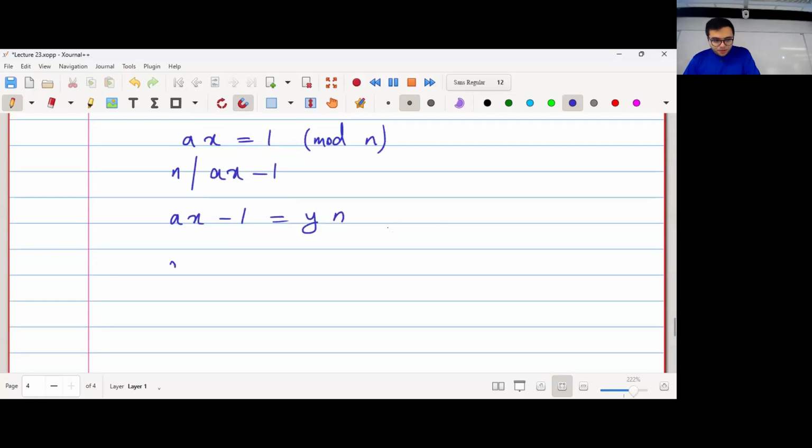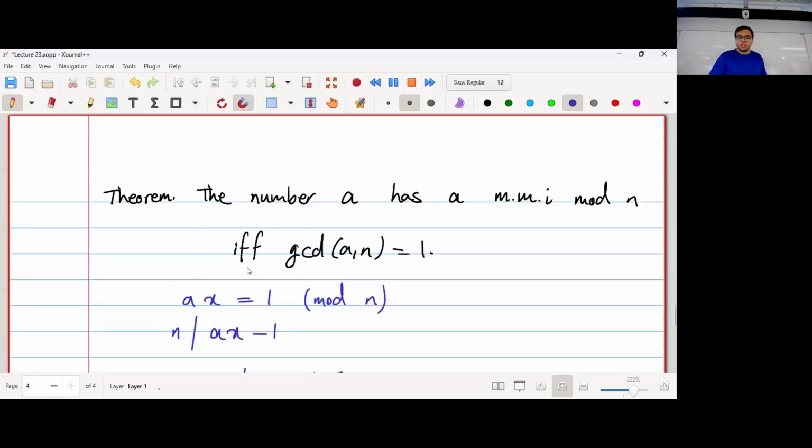Just swap everything. So ax minus ny is equal to 1, right? So if I can write 1 as a linear combination of a and n, then I can find an x where ax is equal to 1 and vice versa. But I know that I can write 1 as a linear combination of a and n if and only if the GCD of a and n is 1. Okay, great.